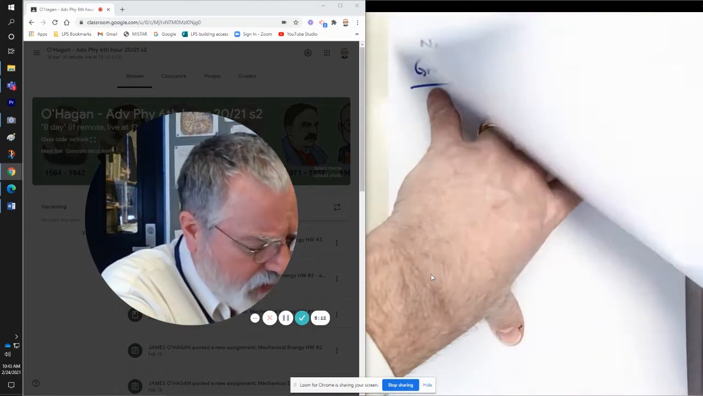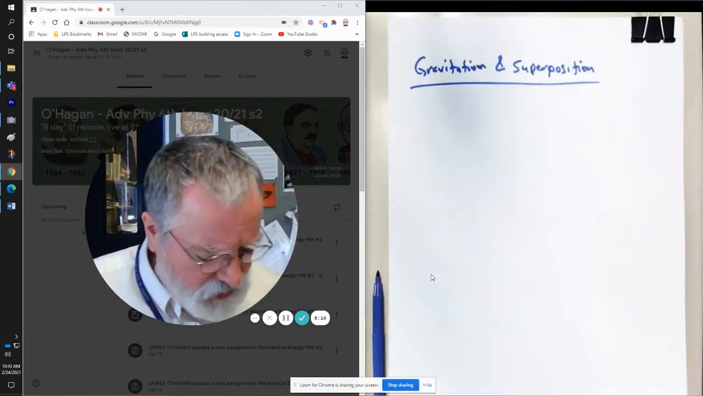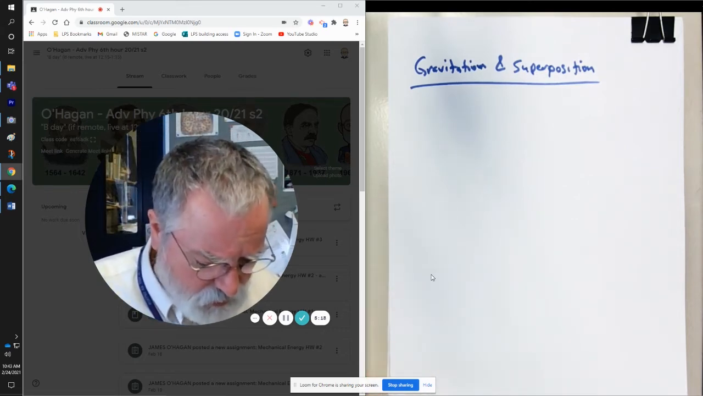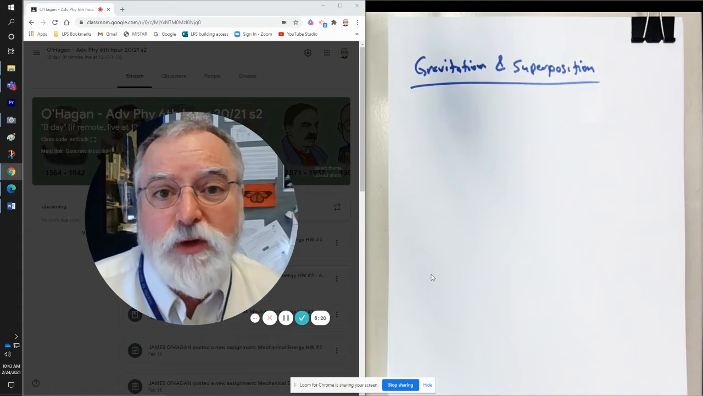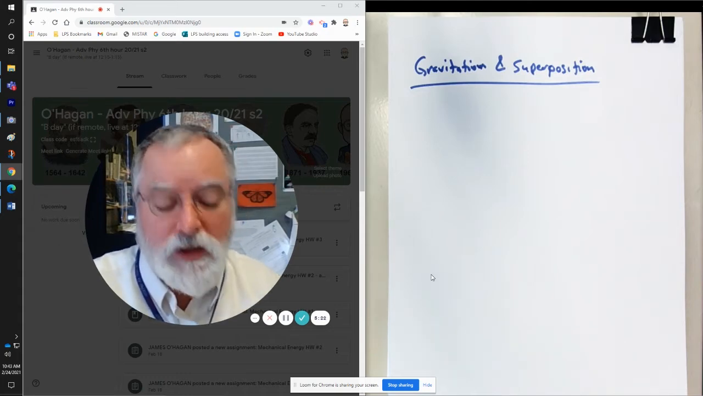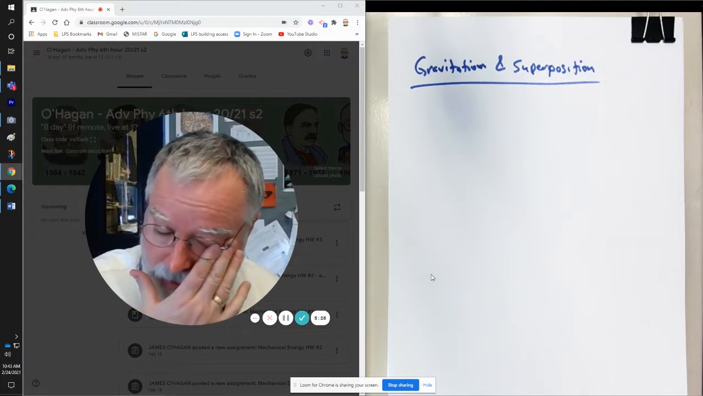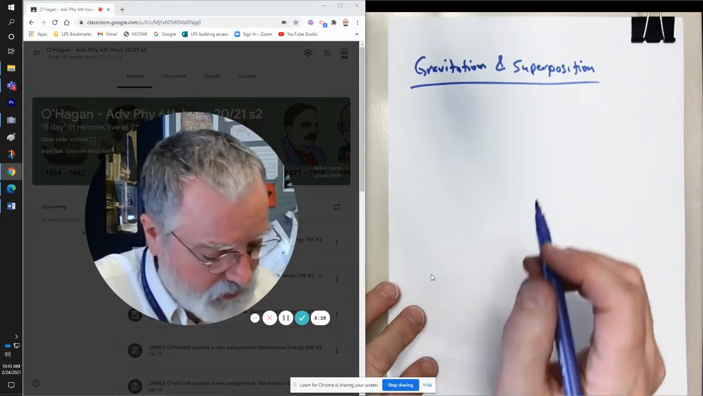Okay, all right, next. Gravitation and superposition. When I was in high school, this word superposition freaked me out. It was so scary. All right, here's what it means. It's something in my eye. All right, this is actually pretty darn easy.